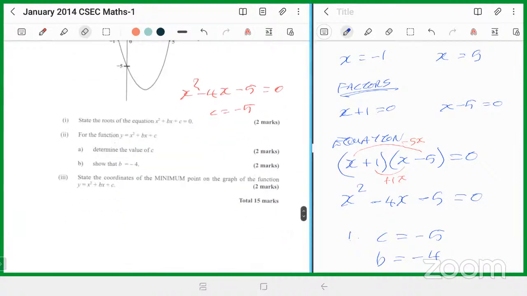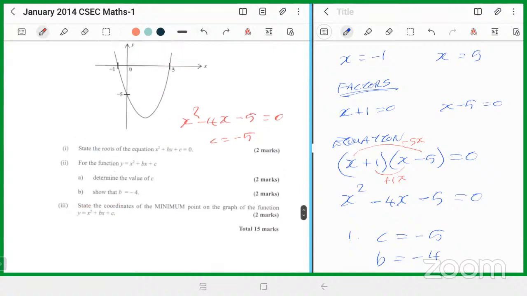Then we'll come to this now that we can actually learn something from. So we have the a and the b. The question says now, state the coordinates of the minimum point on the graph. The minimum point, remember, is right here. The minimum point is this point. They want us to state it, but we actually have to work it out.